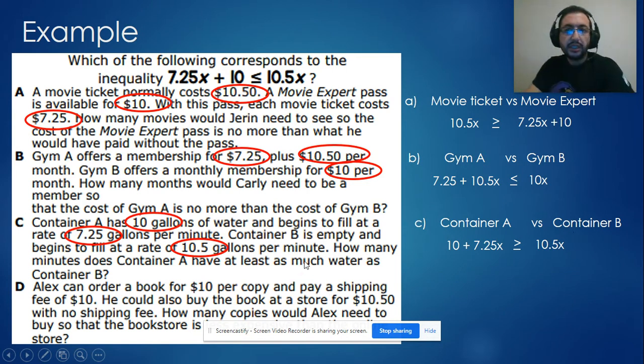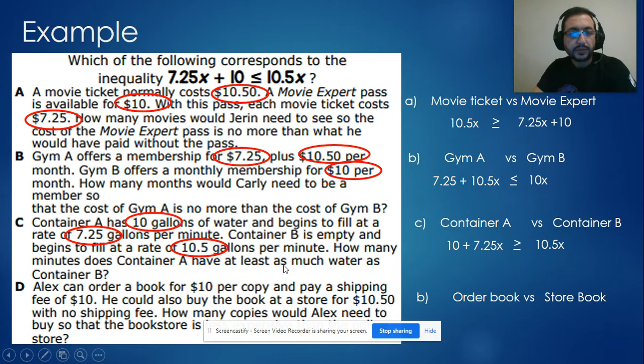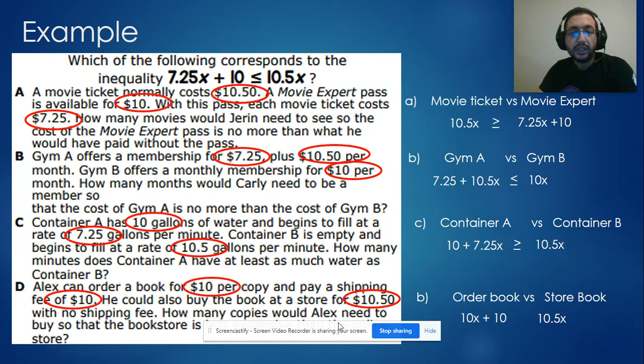Now let's look at letter D. If we order the book online or we go to the bookstore, the first option will be $10 per book, x, plus the $10 shipping fee. The other option is at the bookstore, which is $10.50 per book, so 10.5x. For the inequality, we look at the question: if we order online, it is to be more than the bookstore.